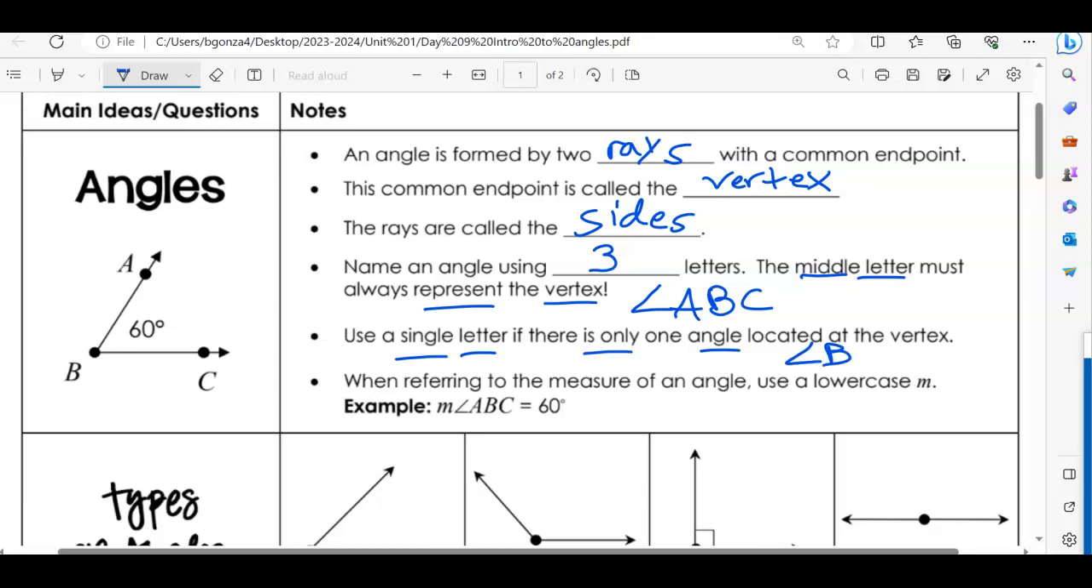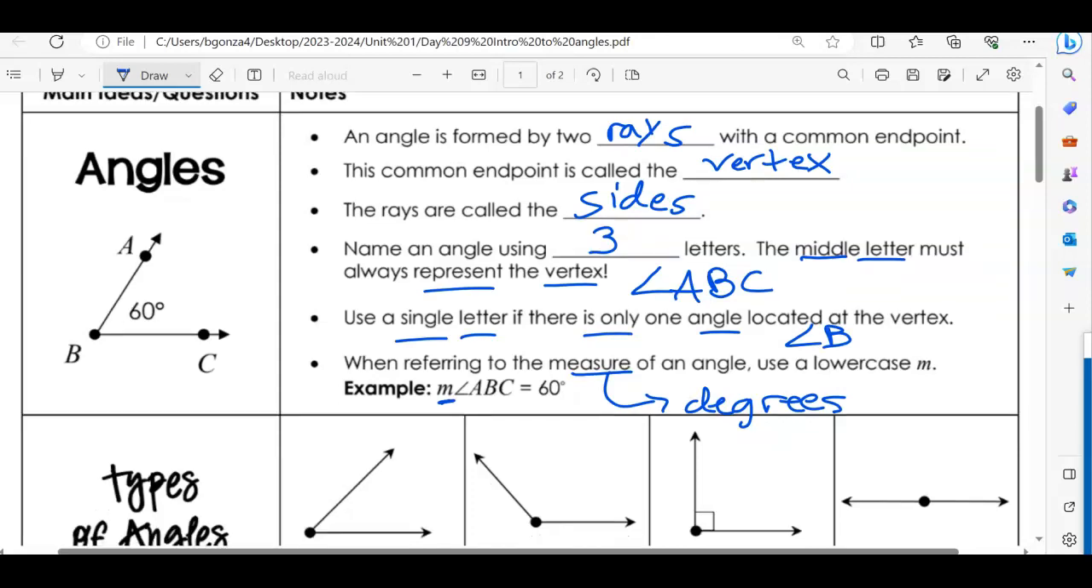Now, when referring to the measure, when I say measure, how do you measure an angle? You measure in degrees. Y'all know that? Like 90 degrees, 180 degrees, okay? But when you're writing it out, you use a little lowercase m for measurement. Measure of angle ABC is, as you can see here, 60 degrees. So whenever we use a little m, that means measurement of the degrees. Cool? So far, so good? Look at the next part.